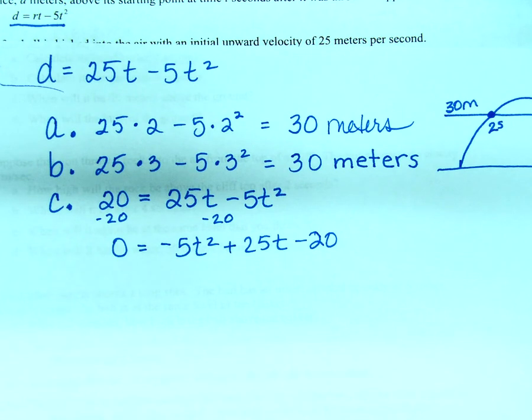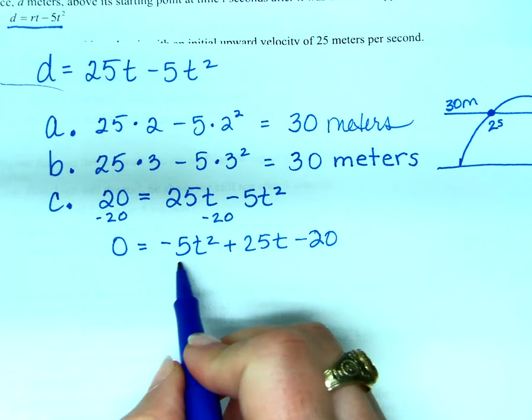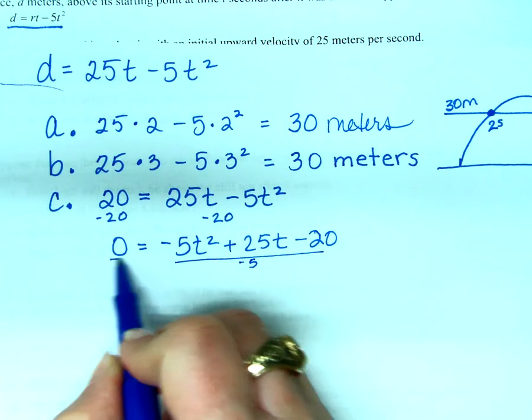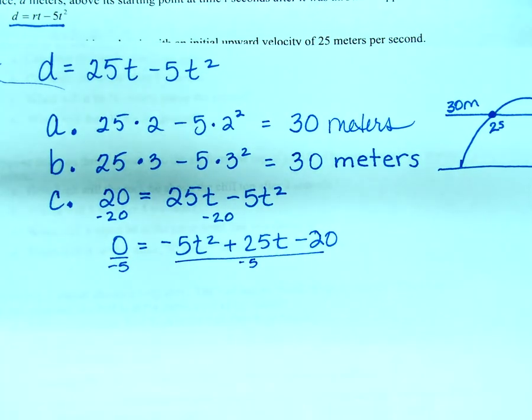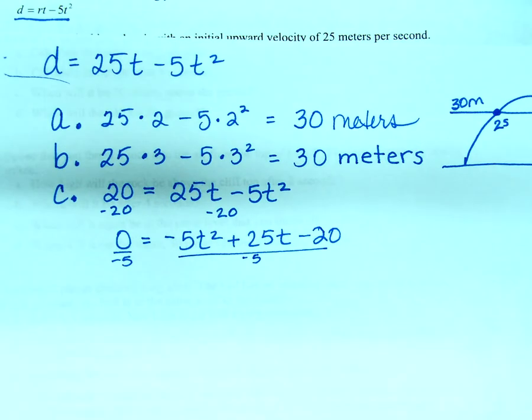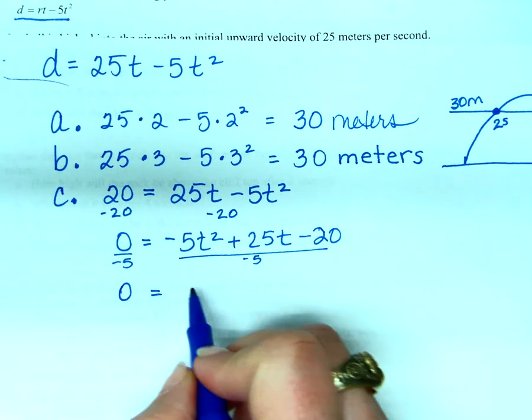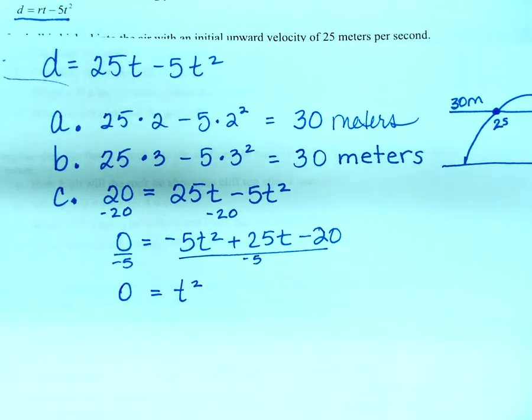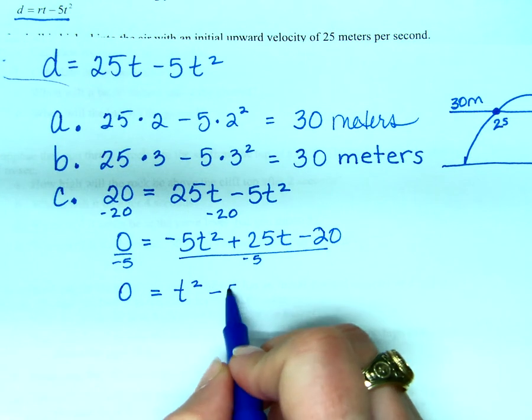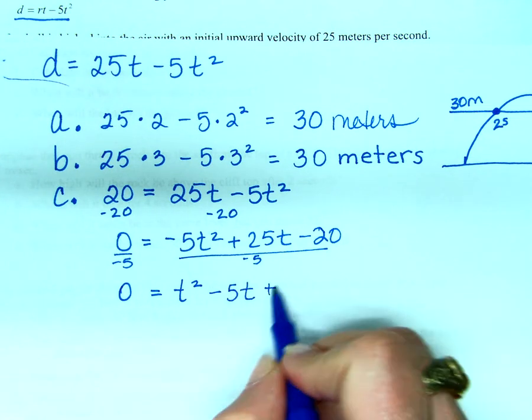It might be easiest if the first thing we do was factor out a -5, right? If I divide both sides by a -5, why would that be easier? Yeah, it would make my numbers smaller, wouldn't it? And they're all divisible by 5. Now, why didn't I just factor out a 5? I want my t squared to be positive at all possible. That's excellent. So 0 equals t squared minus 5t, perfect, plus 4.